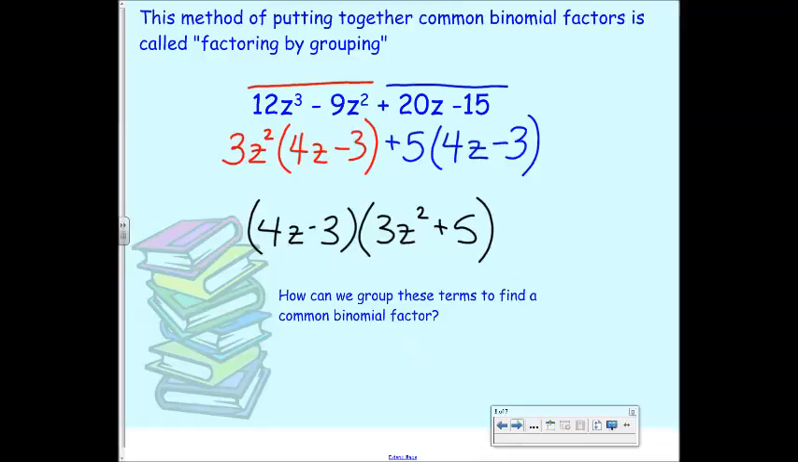Now, would this have worked if we hadn't gotten 4z minus 3 and 4z minus 3? Like if it's not the same, then there's no point in really doing it. Okay, the whole goal of this is that we find a common binomial factor. So this is called factoring by grouping.